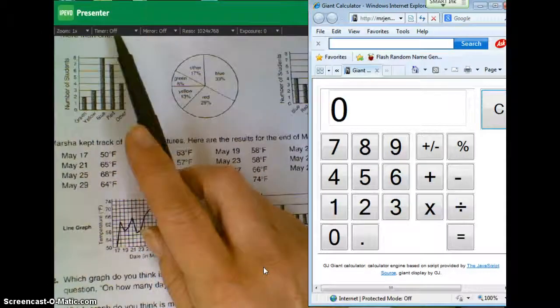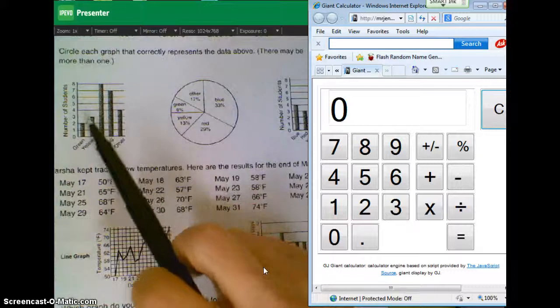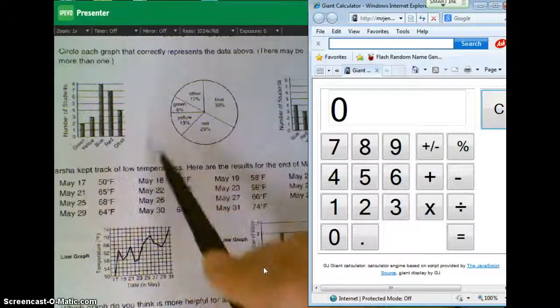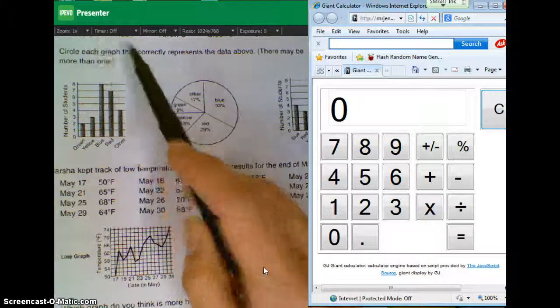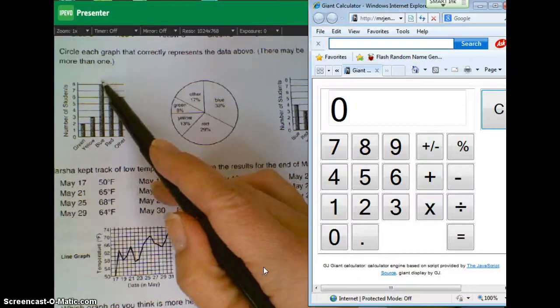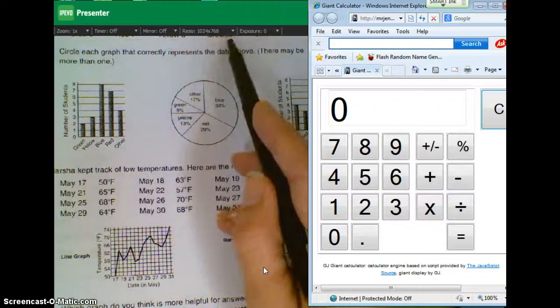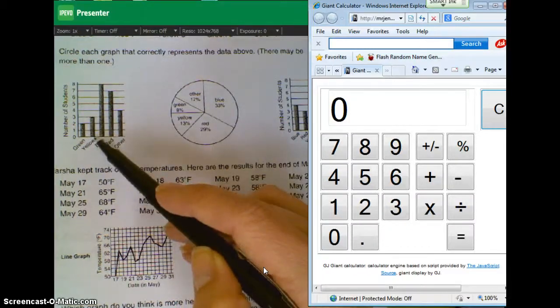This one, we've got a list of data at the top, and we need to circle which one is the best graph. In fact, it says there may be more than one, so we need to check a couple. I'm just going to check my minimum and maximum and see if I can eliminate any. Blue should be 8. Yep, that one's good. And my minimum green 2, that one looks good. We can peek and see if the other ones are all right.